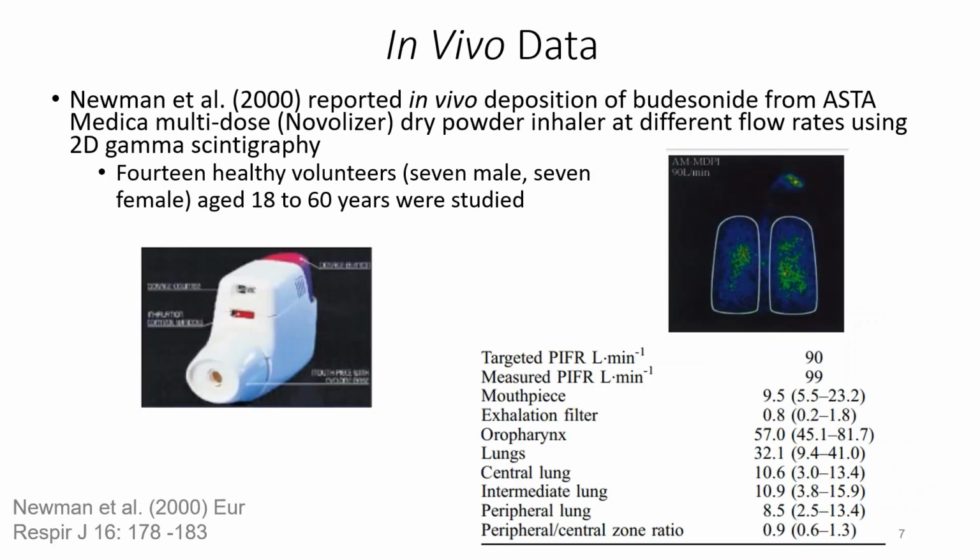CFD results in the study were compared to reported in vivo gamma scintigraphy deposition data for a multi-dose nebulizer dry powder inhaler. The authors measured DPI deposition at different flow rates, and we have chosen the highest flow rate case, with a measured peak inspiratory flow rate of 99 liters per minute.